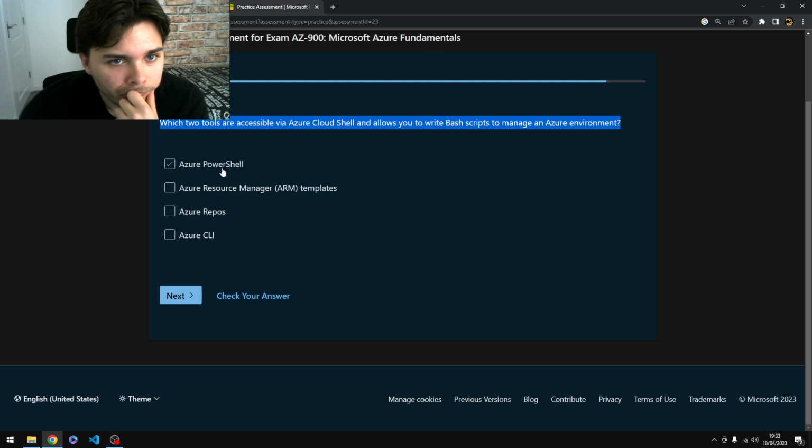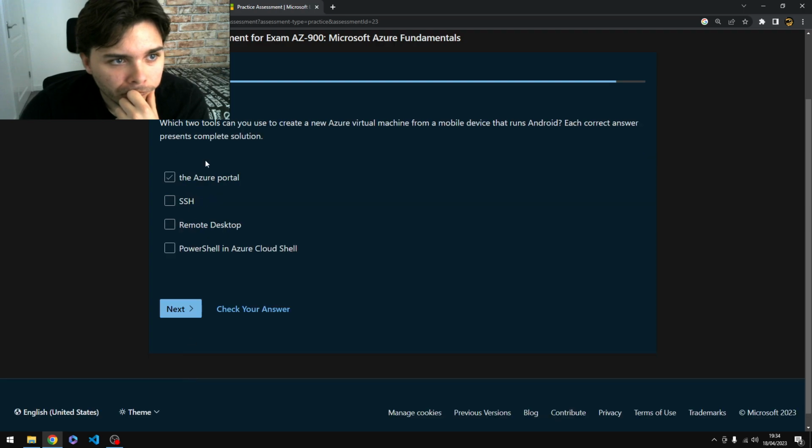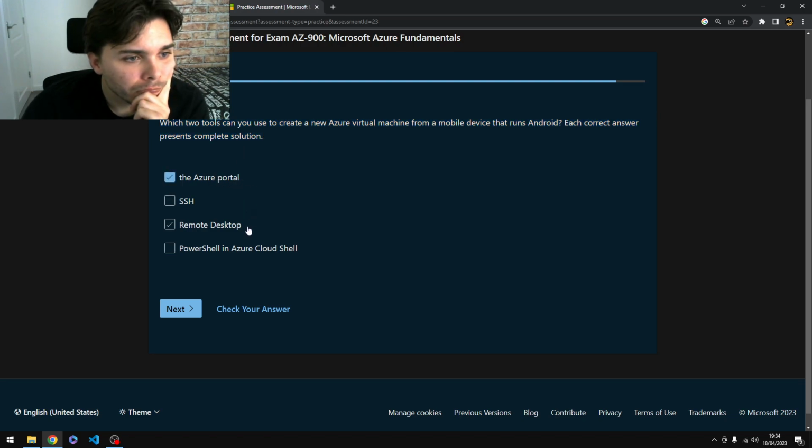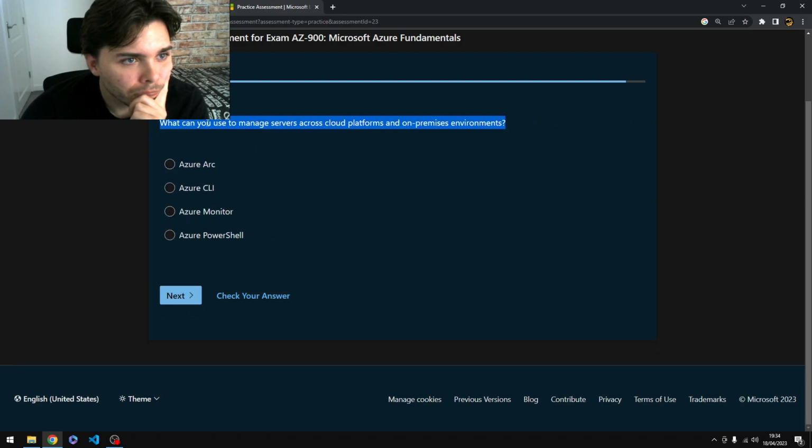Which two tools are accessible via Azure Cloud Shell and allow you to write bash scripts to manage an Azure environment? Which two tools can you use to create a new Azure virtual machine from a mobile device that runs Android? Each correct answer presents a complete solution. What can you use to manage servers across cloud platforms and on-premises environments?